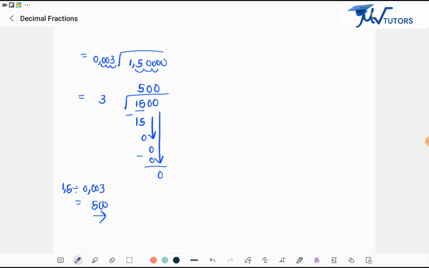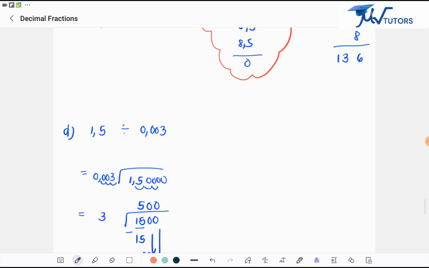So 1,5 divided by 0,003. Or you could have started off by turning it into common fractions. So 1,5, I'm moving 1 unit there, it's going to be 15 over 10. And I'm dividing by 1, 2, 3, so it's going to be 3 over 1,000, right? So we have 15 over 10 multiplied by 1,000 over 3.